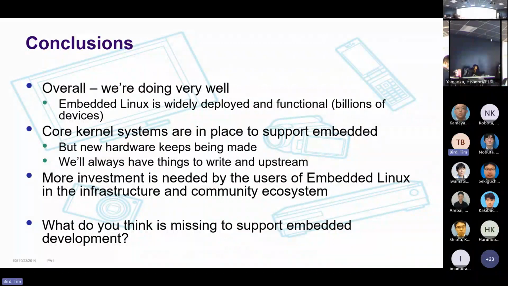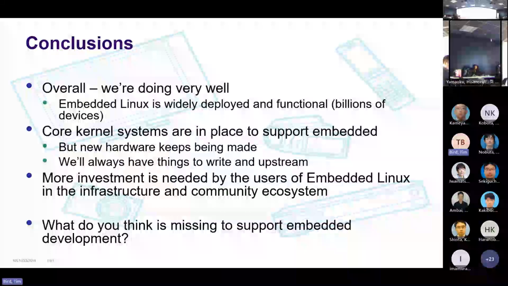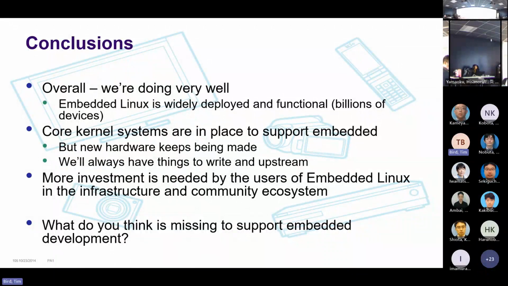One thing that came up a lot in discussions at Plumbers was that more investment is needed by users of embedded Linux in the infrastructure and the community ecosystem. So if you're using Yocto project, make sure that you contribute to that. If you're using embedded Linux, contribute what you can upstream. And I guess my question to you is, what do you think is missing to support embedded development? What would you like to see in the future?